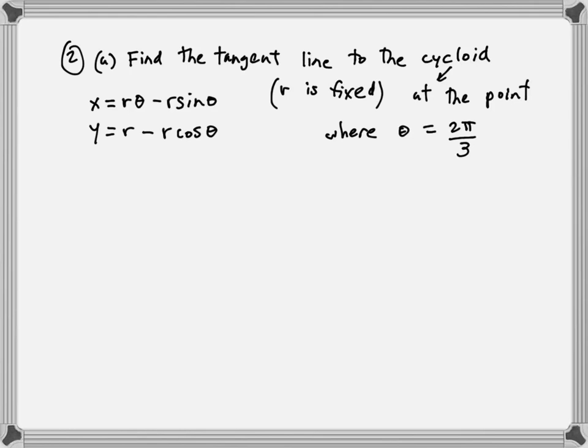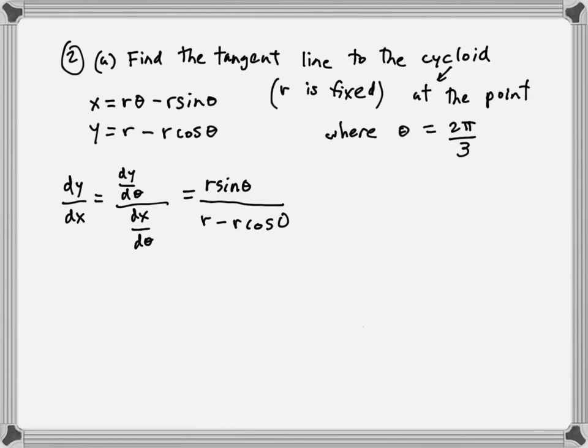So let's do part A first, okay? We're going to start by taking the derivative here. So the parameter here is theta, so this means that dy/dx is just going to be dy/d theta over dx/d theta. So what is dy/d theta? Well, remember, r is a constant. So the derivative of y with respect to theta is just going to be r sine theta on the top. The derivative of x with respect to theta is r minus r cosine theta. Okay? All right. So, by the way, we notice something interesting. All of the r's cancel out, so we just end up with this.